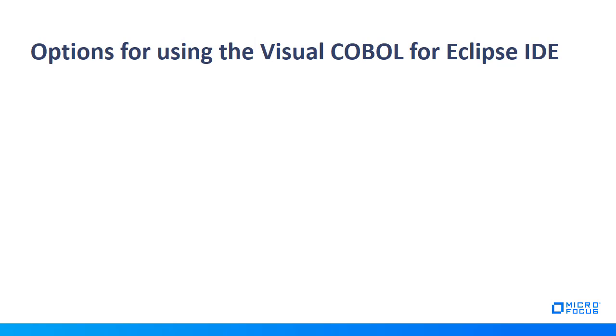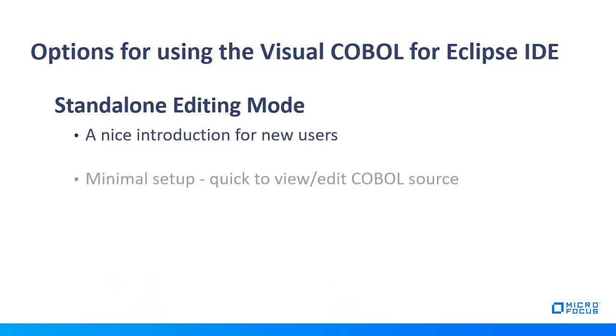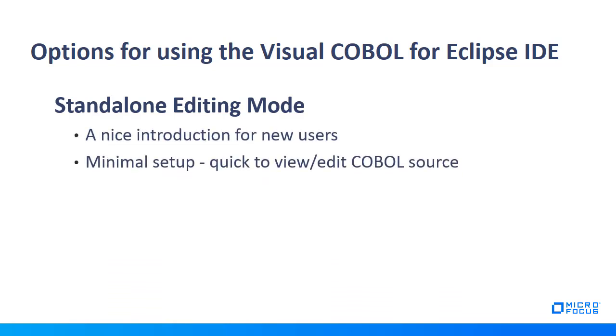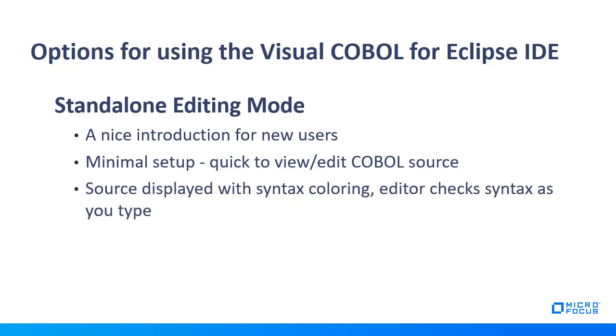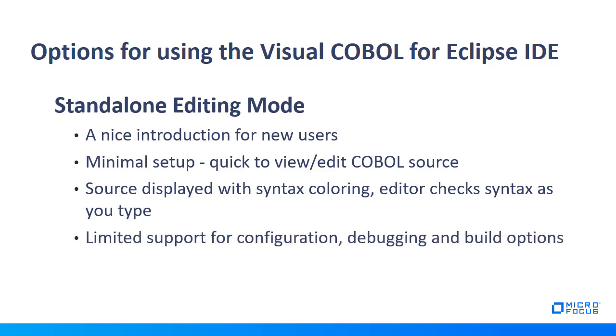The first is standalone editing mode. This provides a quick way to view a COBOL program with minimal setup. In this mode, you can see some of the basic features of the IDE, such as colorization of your code and syntax checking as you type. Standalone mode provides limited options for configuration and debugging, and can only build COBOL programs to int or gnt formats. Let's take a look at standalone mode in use.